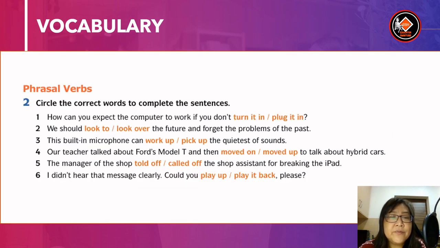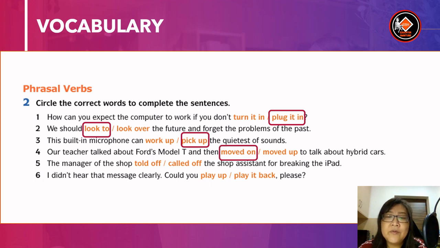Now let's look at phrasal verbs. Circle the correct words to complete the sentences. How can you expect the computer to work if you don't turn it in or plug it in? So the answer is plug it in. Number 2, we should look to or look over the future and forget the problems of the past. So answer is look to. This built-in microphone can work up or pick up the quietest of sounds. Answer is pick up. Our teacher talked about Ford's Model T and then move on or move up to talk about hybrid cars. Answer is move on.